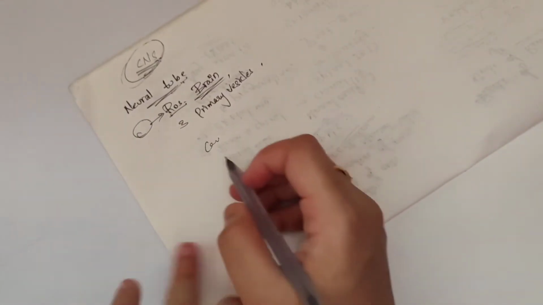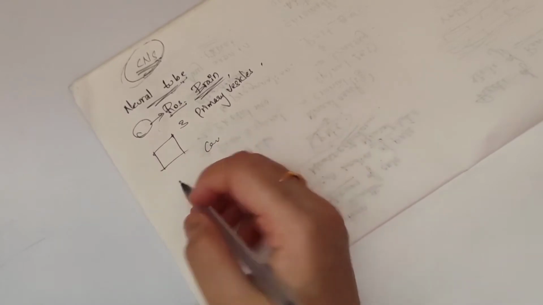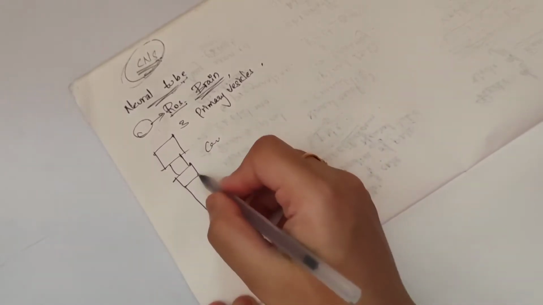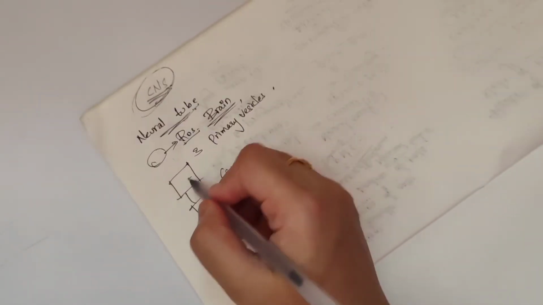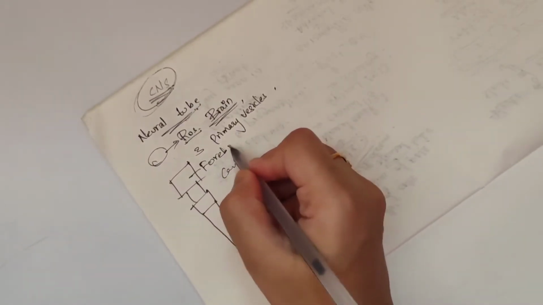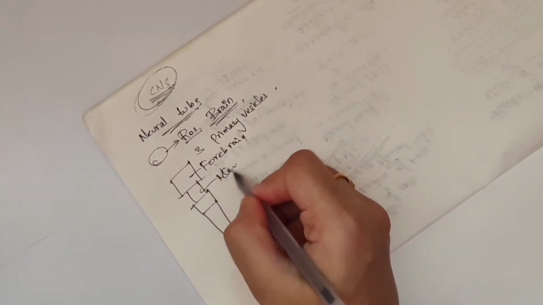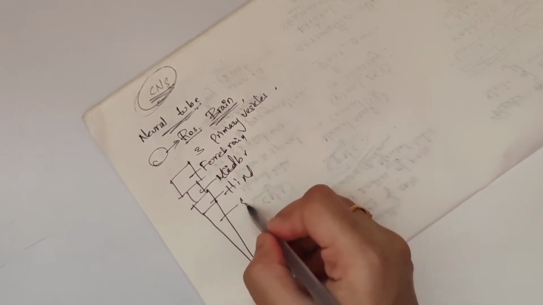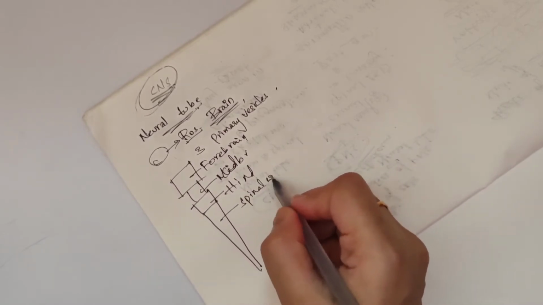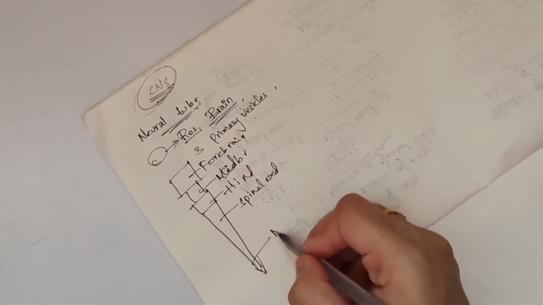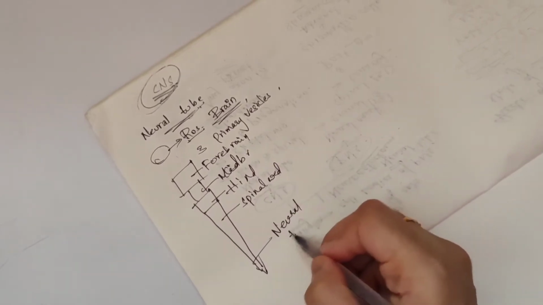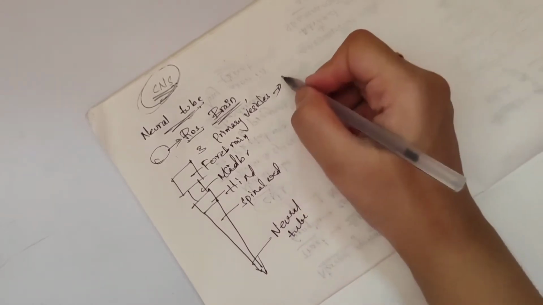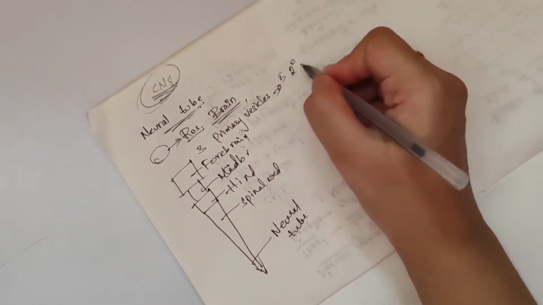I'm drawing a picture. And this is the spinal cord. The first one is the forebrain, the next one is the midbrain, and the next one is the hindbrain, and this is the spinal cord, and this is the rostral neural tube. These primary vesicles are further classified into 5 secondary vesicles.